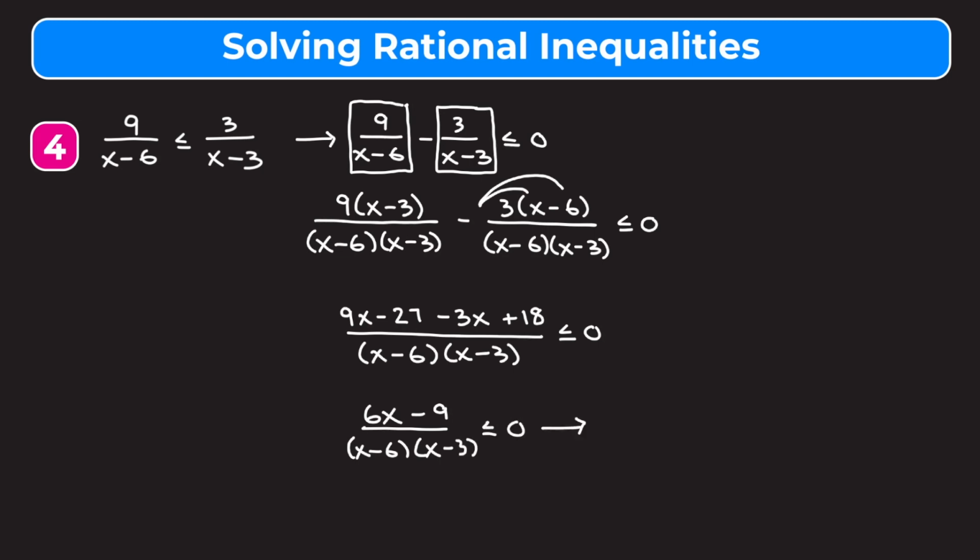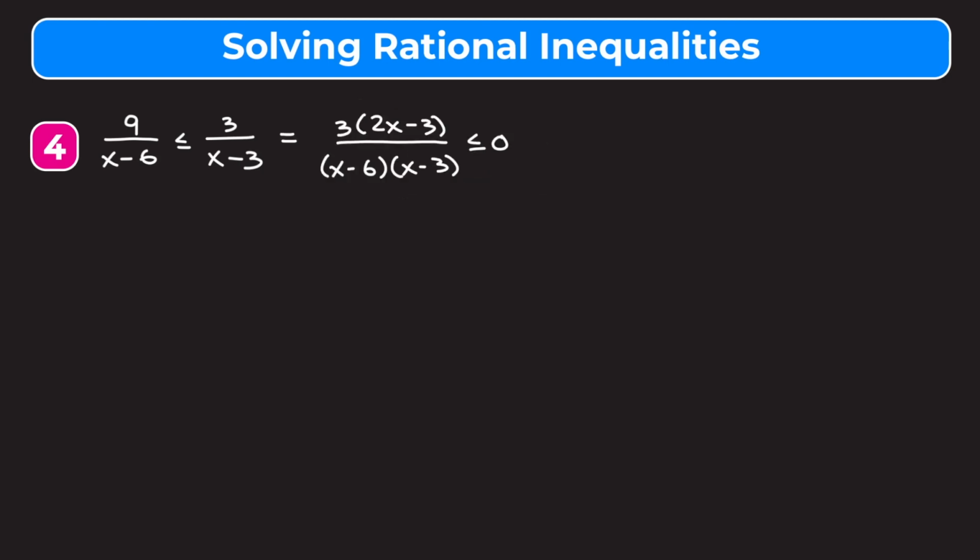And now we just want to factor this so that we can figure out what makes our numerator and denominator equal to 0. So we can pull a 3 out of the 6x and the minus 9. So we'll have 3 times 2x minus 3. And on the bottom we have x minus 6 and x minus 3, less than or equal to 0. And I'm going to do what I did last time. I'm going to erase all of this and just write this simplified version so that we have more space to finish the problem. So now what I want to do is figure out what makes my numerator and denominator 0.